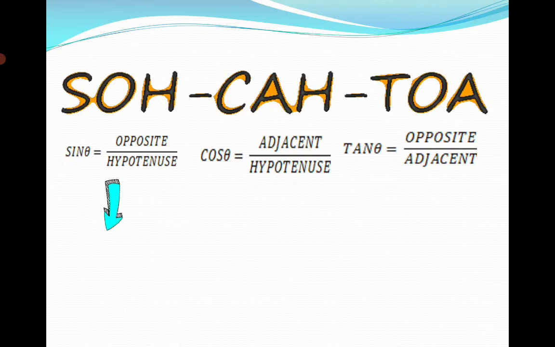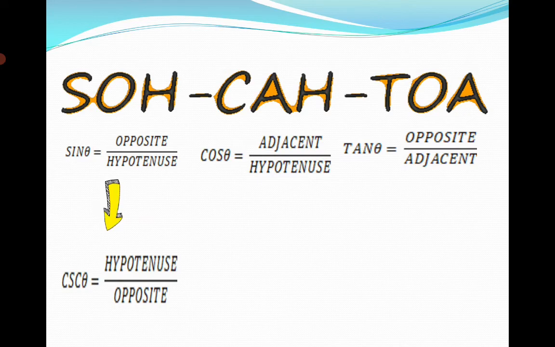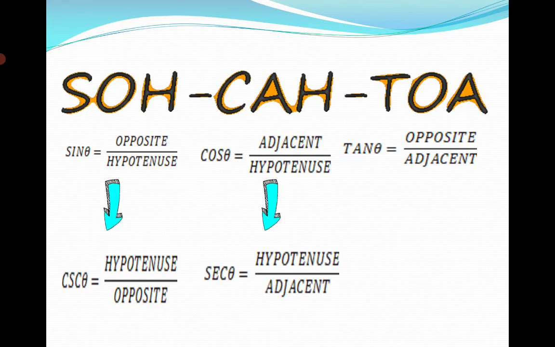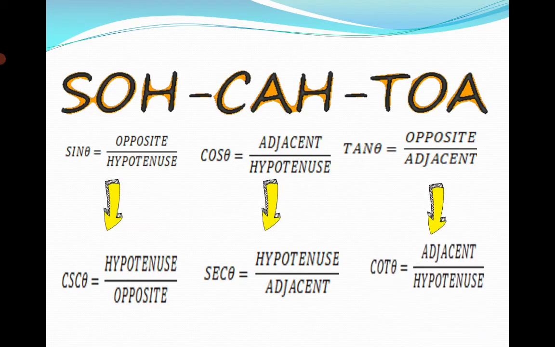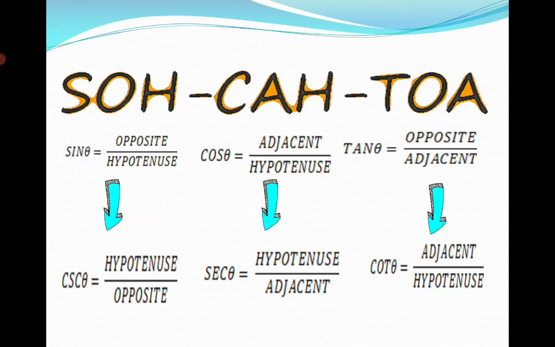So, sabi natin, para mas madali, ano ba ang kabaliktaran ni sine or yung reciprocal ni sine? So, reciprocal ni sine is si cosecant. So, automatic, cosecant is hypotenuse over opposite. Si cosine, ang reciprocal niya is si secant. So, secant is equals to hypotenuse over adjacent. And si tangent, ang reciprocal niya ay si cotangent, that is equals to adjacent over opposite.